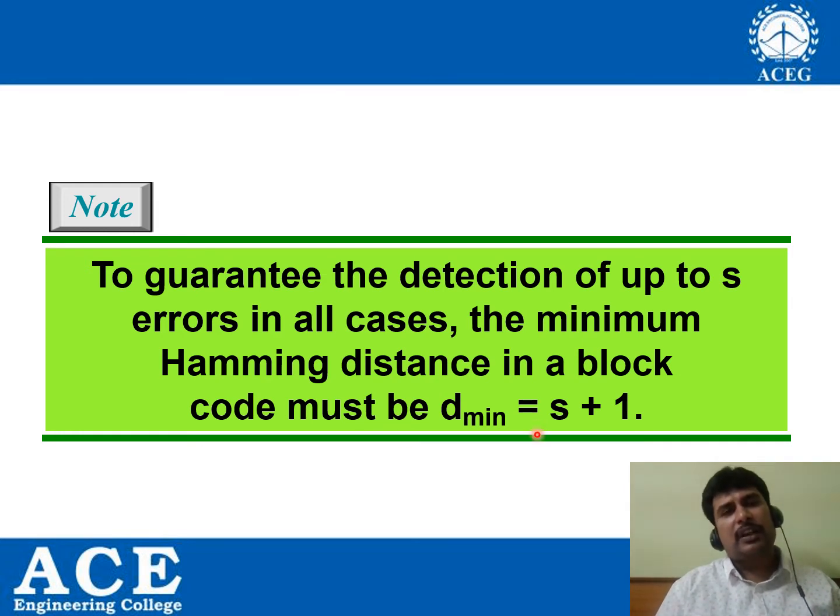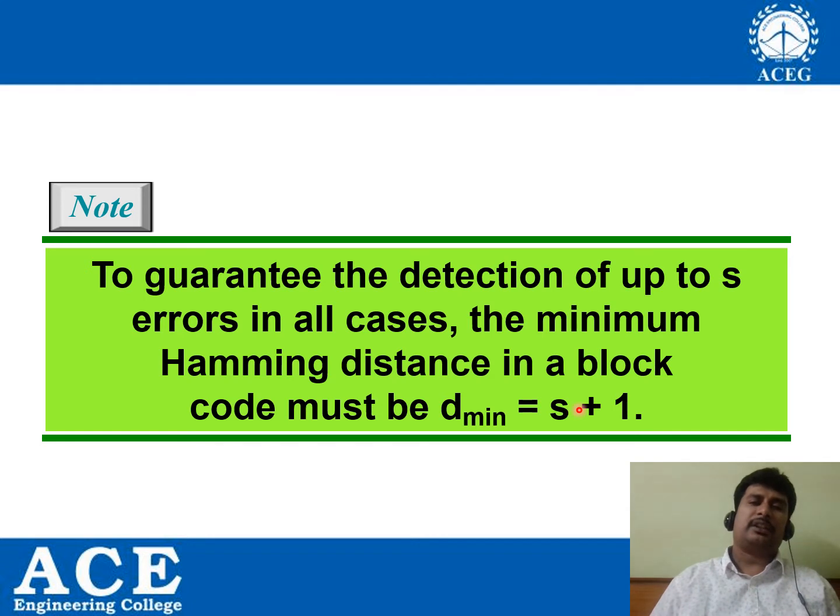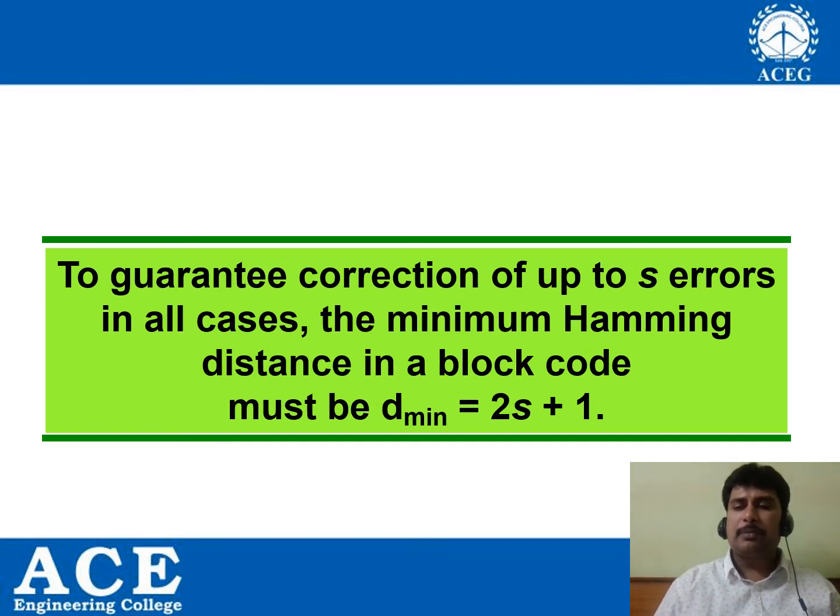Means if I want to detect one error, then I need to have a minimum Hamming distance of 2. If I want to detect 2 errors, I need a minimum Hamming distance of 3. So that is what the minimum Hamming distance is related with: the number of errors that can be detected.